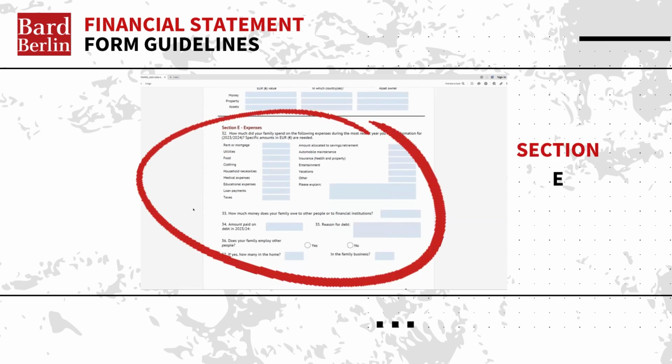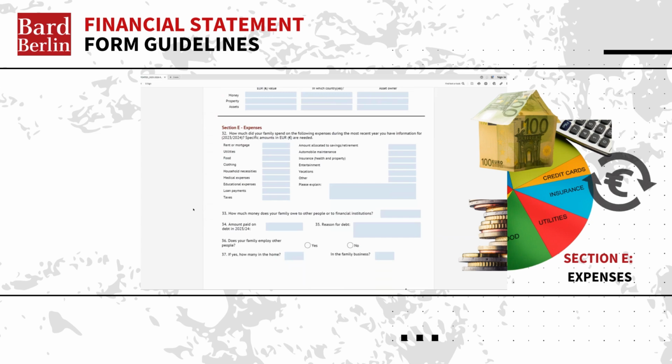In Section E, we are seeking to understand how much of your family's income is used for various expenses. You do not need to provide an exact amount in each category, but we ask you to provide a realistic estimate to get a clear picture of your family's expense distribution in 1 year.